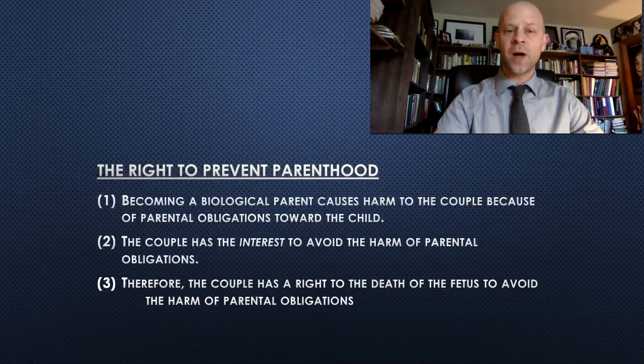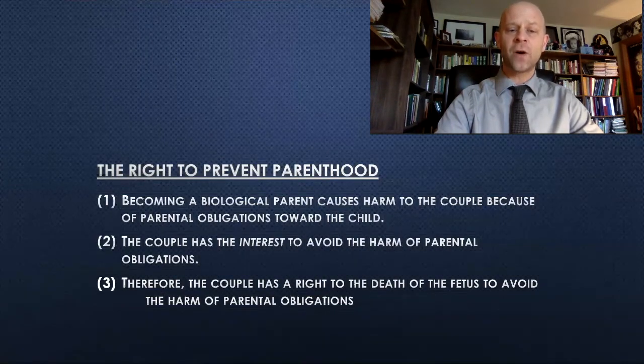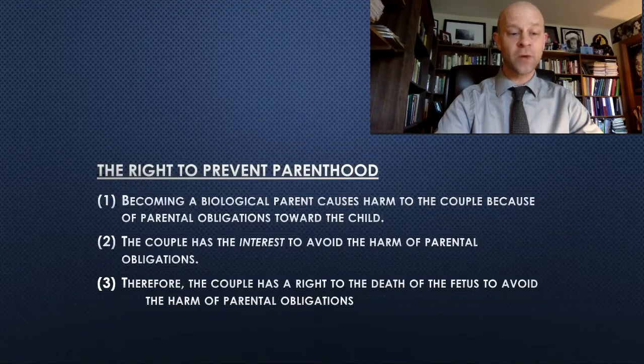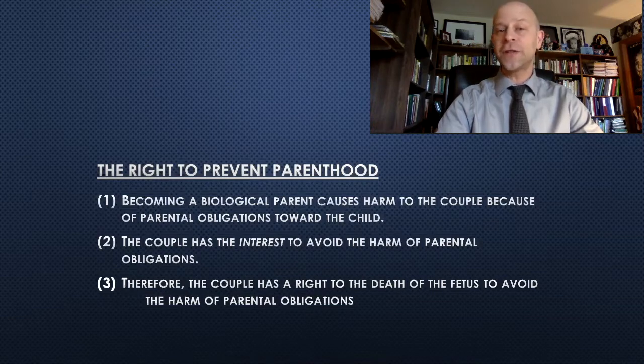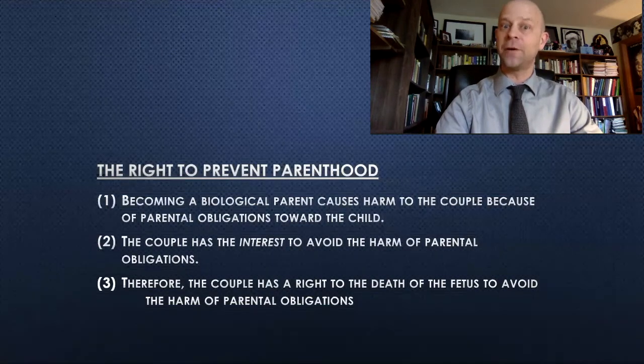One thing to keep in mind is Madison and Davis are understanding this first premise, the one that says becoming a biological parent causes harms to the parent because of parental obligations, in terms of what's called attributional parenthood. Take, for example, a woman who decides to be a surrogate mother. Some people would argue that when a woman chooses to be a surrogate mother, she has certain obligations to this child, even though it may not be her child.